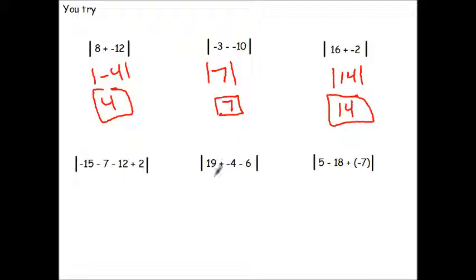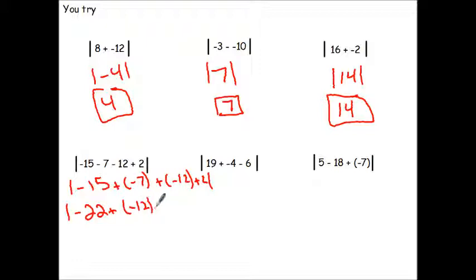Alright, now, when we have more than one thing in here, we just do it like the order of operations, and we just move left to right. So I'm going to start off with negative 15 minus 7, so I'm going to change these all to addition. So this makes this negative 15 plus negative 7 plus a negative 12 plus 2. So now, negative 15 plus negative 7 is a negative 22 plus a negative 12 plus a 2. So now I have negative 22 plus a negative 12 is a negative 34 plus 2. Negative 34 plus 2 is a negative 32, which is just equal to 32.